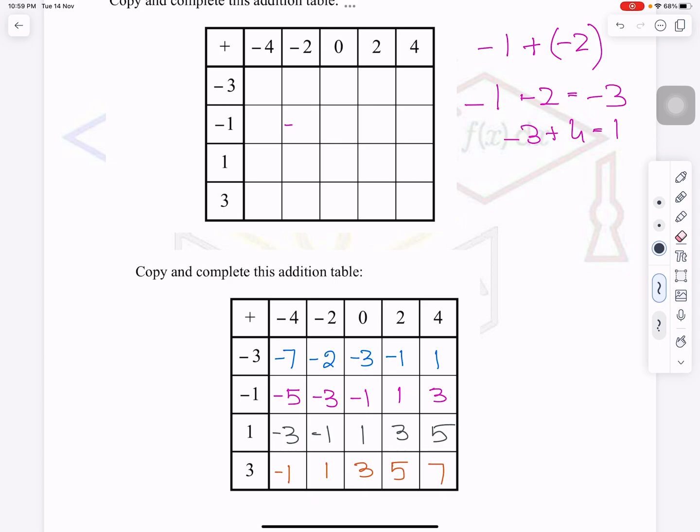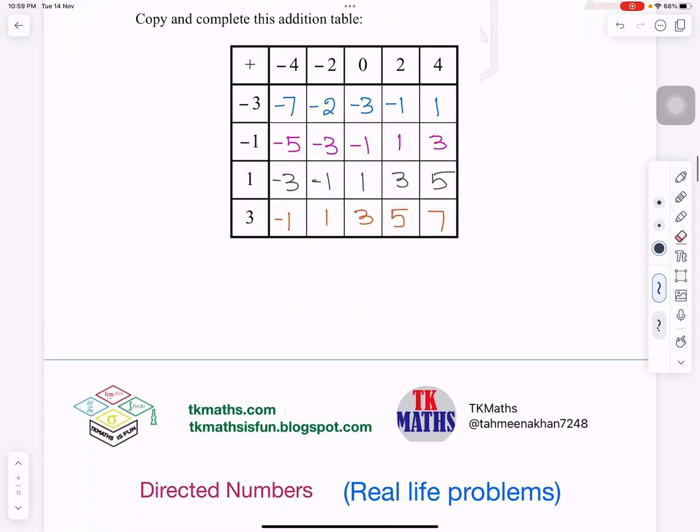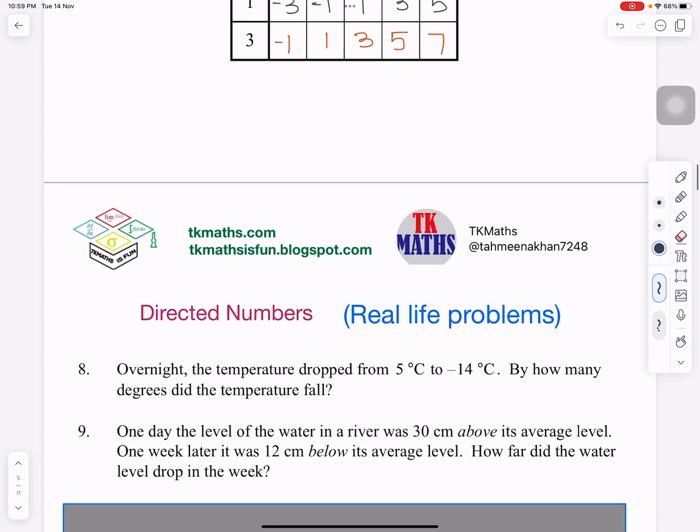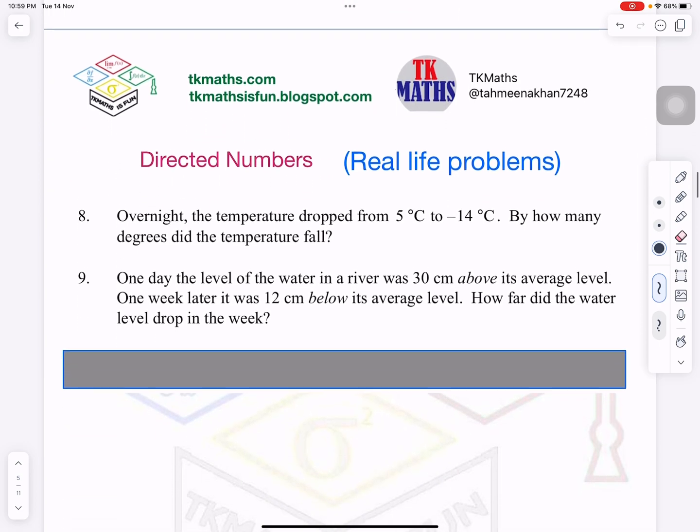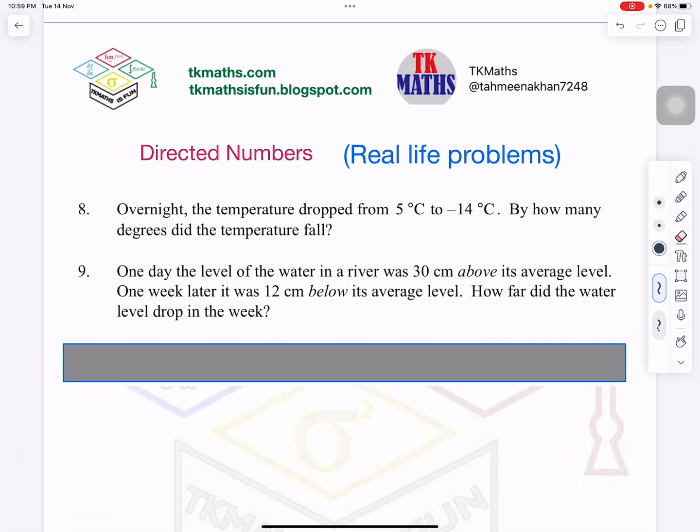I will tell you today in this video the word problems of the addition and subtraction of integers. I have taken here 4 word problems. 2 are here and 2 are on the next page. Let's see this. These are real life problems. It is talking about how overnight the temperature dropped from 5 degree to -14 degree centigrade.